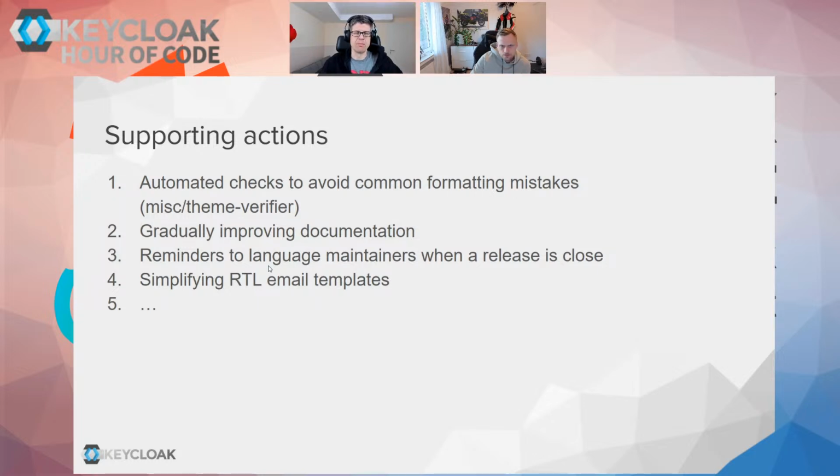And around that, we did over the last weeks and months some more supporting actions. We added some automatic checks to avoid common formatting mistakes. We gradually improved documentation and added also reminders to language maintainers when a release is closed. Like every 3 months, there's a new feature release of Keycloak, and by that time, we ask the language maintainers to review all the translations that came in from the community and give a final review on all the suggestions that came in. We also simplified right-to-left language email templates.